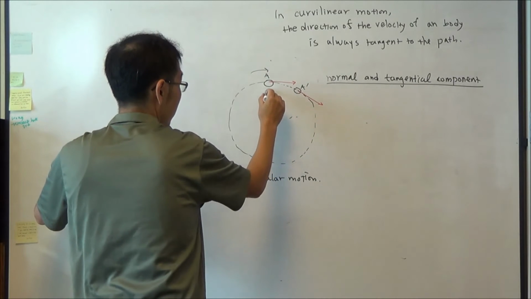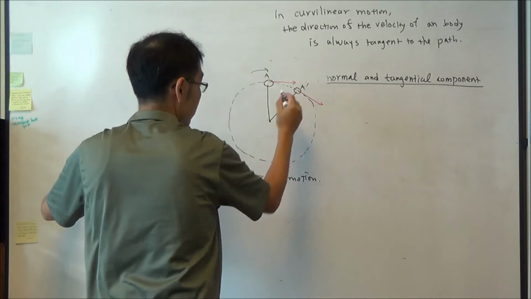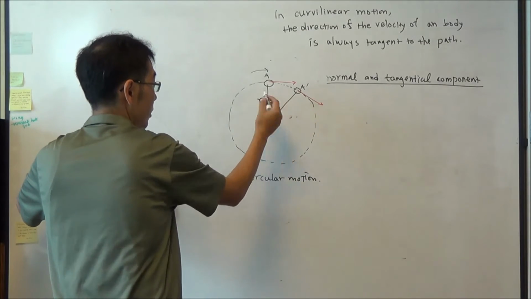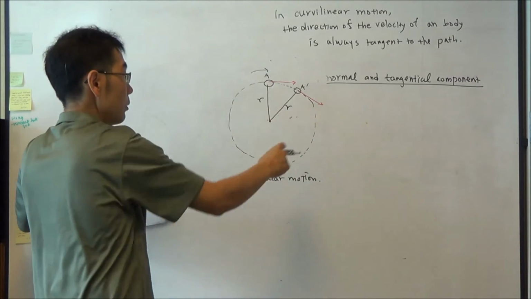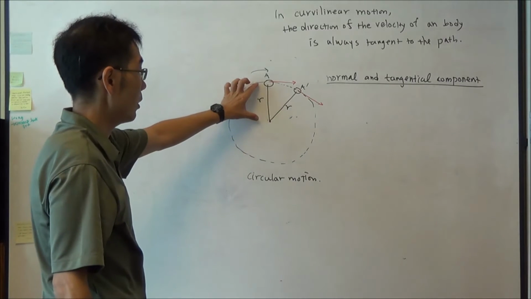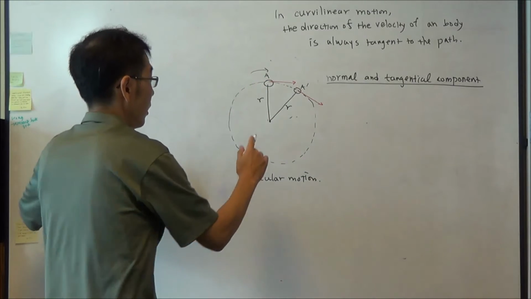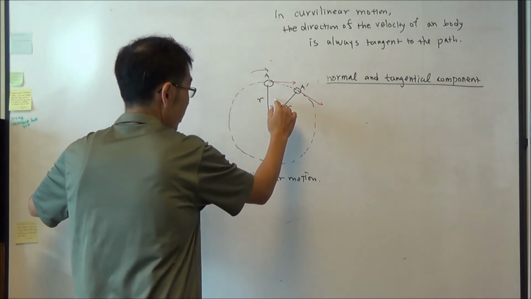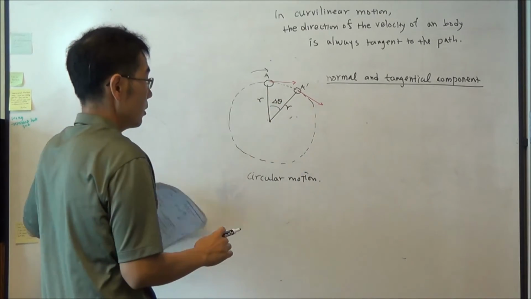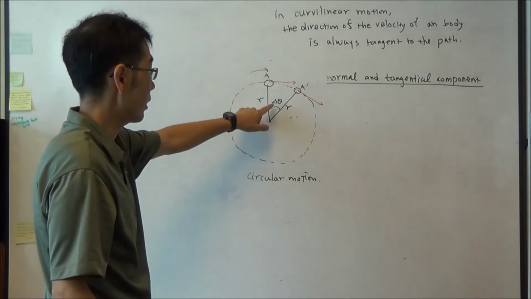And then I can make the line. So this is my radius R. This is circular motion, so the radius is always the same. And then over a certain period of time, this is the angular displacement, delta theta.